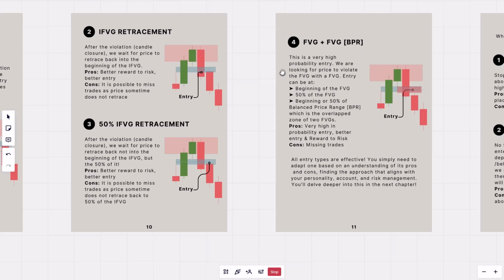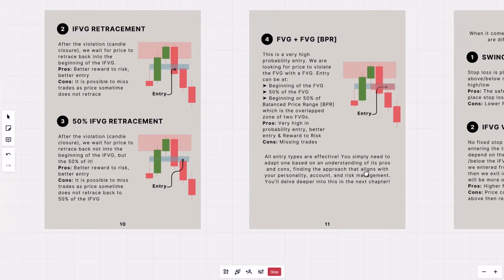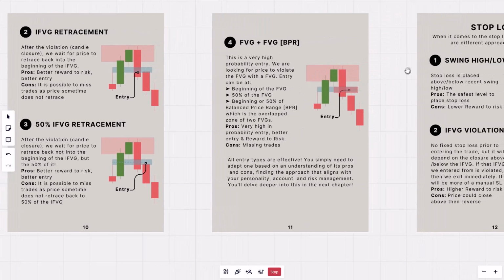And then there is a high probability one, which is the fair value gap and fair value gap. Two fair value gaps. This is a balanced price range, very high probability. We're basically looking for two fair value gaps to be created within the same range. And you can enter either from the beginning of the balanced price range, 50% of the fair value gap, or 50% of the balanced price range. A lot of different options here. This is a high probability one that gives you a better reward to risk, but you're going to be missing some trades using this one.